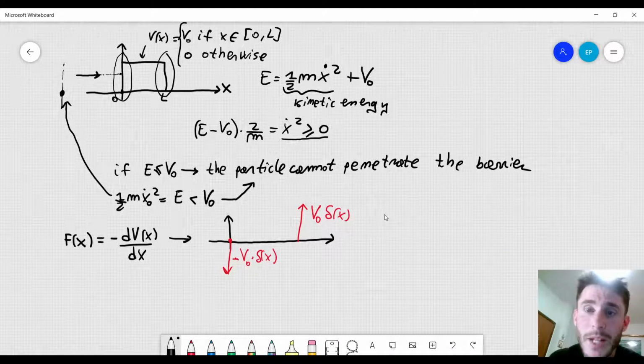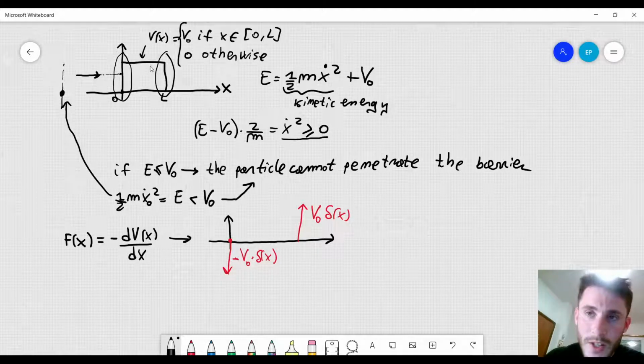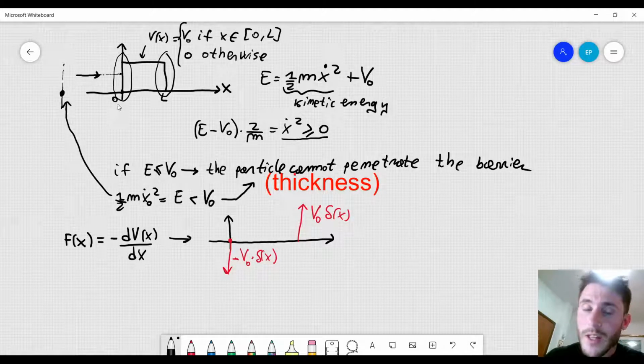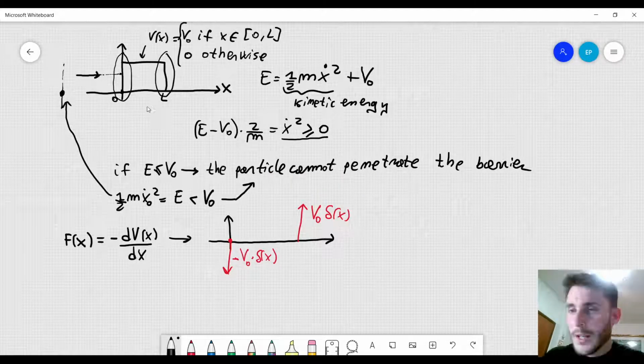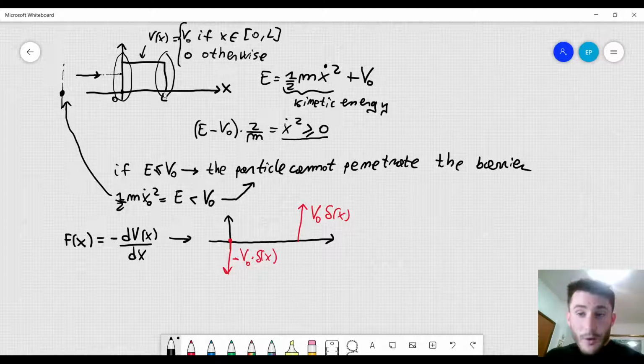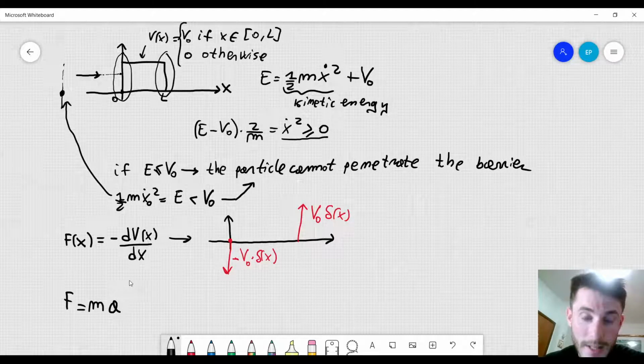So there is a probability that even if the particle does not have enough energy on paper, it is still possible for the particle to penetrate the barrier. There is a non-zero probability, and we will see that this probability will depend, of course, on V0, but also on the width of the barrier, which is equal to L. Okay, so this is very important. We will calculate this probability. And of course, in quantum physics, we don't have the same equations. We will have to use the Schrödinger equation instead of F equals ma in classical physics, right?